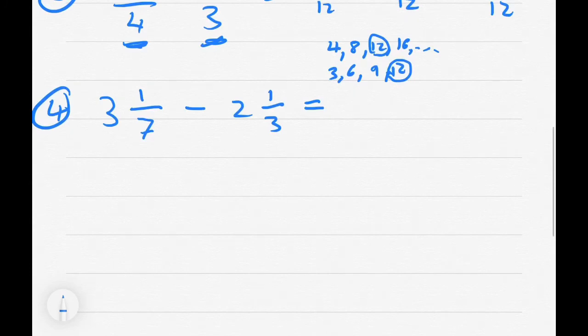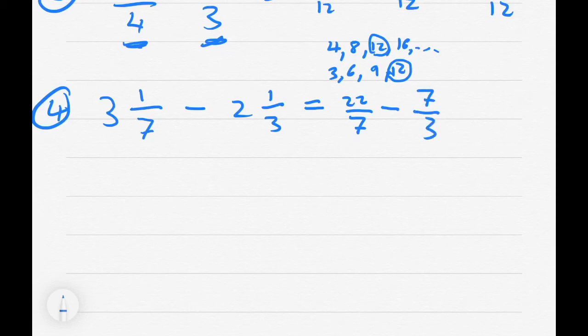Last one and the trickiest of the lot, we've got 3 1/7 take away 2 1/3. Now you can take away the whole numbers, 3 take away 2 to get 1, but you then have to do a 7th take away a third, and that comes out as a negative number. So the safe way to do these is to convert them to improper fractions first. So as an improper fraction, 3 1/7, well 3 times 7 is 21, plus 1 is 22. So you're going to get 22 over 7, and you're going to take away, well 2 times 3 is 6, plus 1 is 7, all over 3.